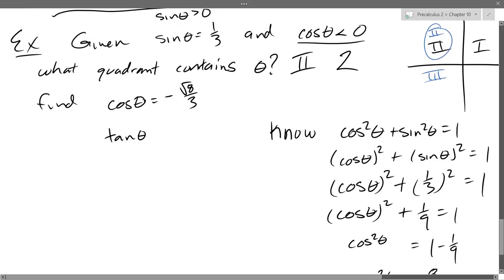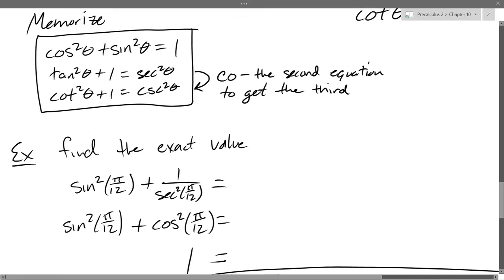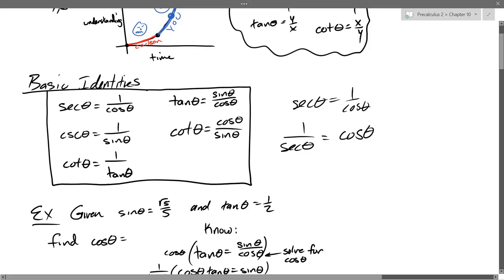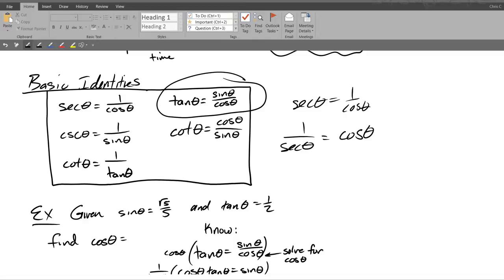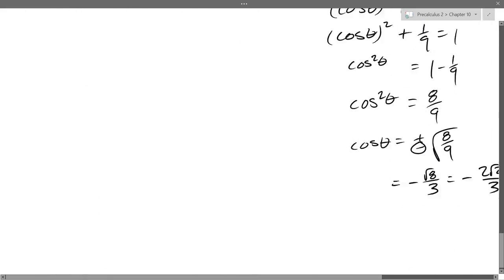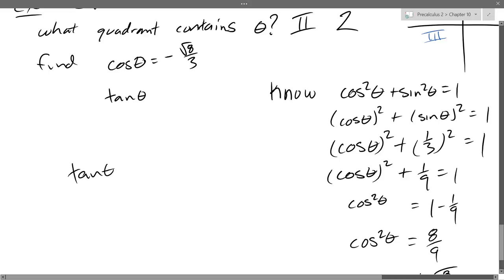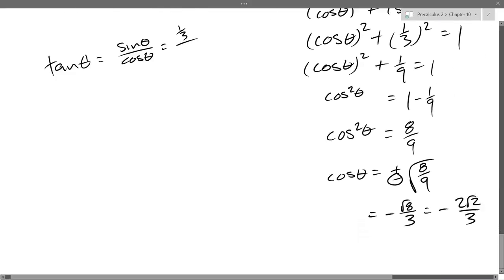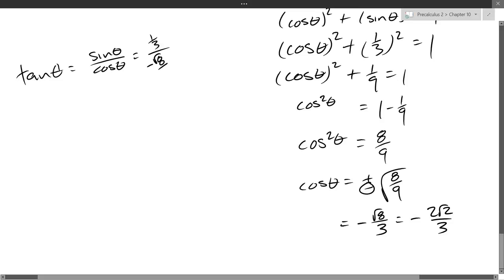What about tangent? I want tangent. I know sine. I know cosine. Can I relate sine, cosine, and tangent together? So here are our Pythagorean identities. We got cosine, sine together, tangent, secant, cotangent, cosecant. That doesn't match cosine, sine, and tangent in one equation. So let's keep going up. Basic identities. Tangent equals sine over cosine. I know sine, I know cosine. So we're going to use this right here. Tangent is sine over cosine. Sine theta is 1/3. Cos theta is negative square root 8 over 3.